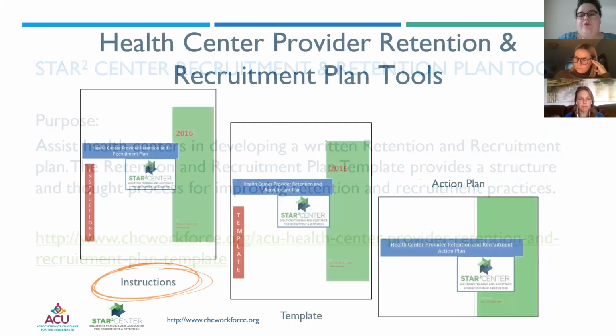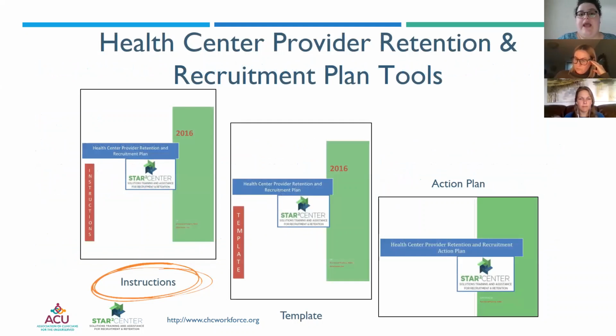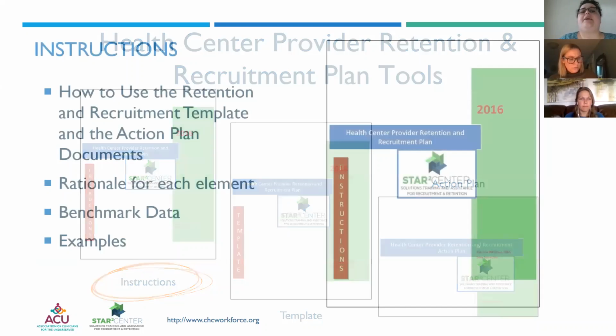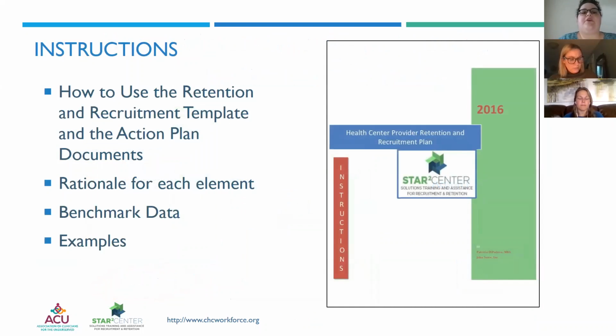And there are 3 different documents that we have in the STAR Center, and that's the link that Mariah provided. I will be going over the instructions, but the template is for the health centers to use. The instructions are hopefully what all of you can use to help inform your health centers as to how to use the template. And then the action plan includes a lot of those charts that we were talking about. The instructions describe how to use the retention and recruitment plan.